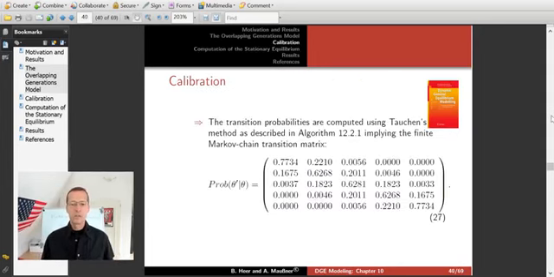Okay, so this describes our model and our calibration, and you find the details, especially with regard to the equilibrium conditions of the stationary variables and with regard to this calibration of the Markov chain transition matrix in the book.